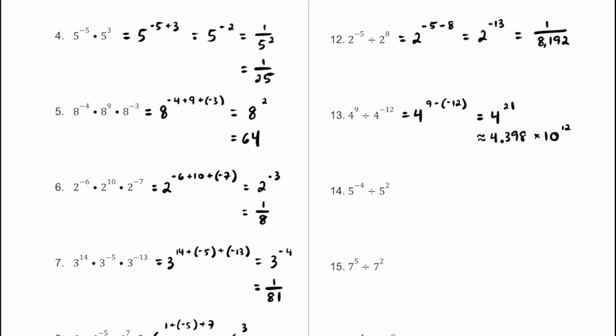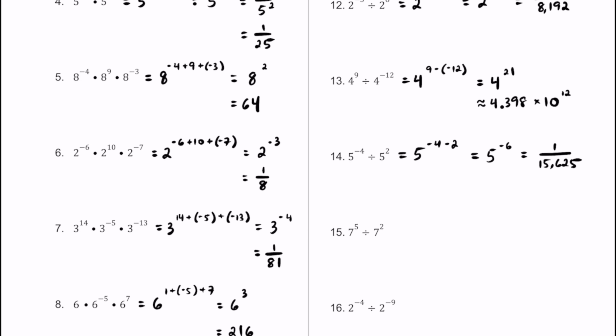For number 14, we have 5 to the negative 4th power divided by 5 to the 2nd power. So we have common bases and we are dividing. So we're going to subtract their exponents. 5 to the negative 4th power, we're going to subtract the 2. So it's -4 minus 2 as the exponent. Now -4 minus 2 is going to be -6. So we're going to have 5 to the negative 6th power. Now 5 to the 6th power is going to be equal to 15,625. So 5 to the negative 6th power is going to be 1 over 15,625.